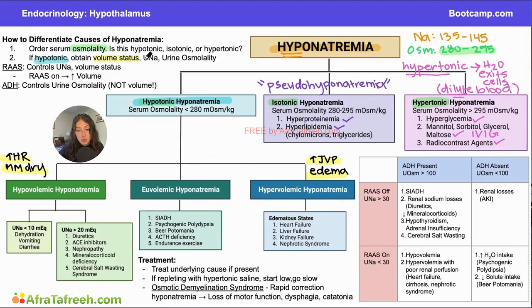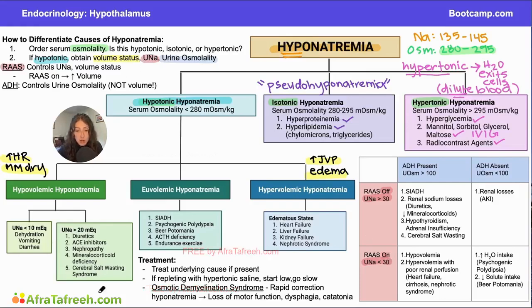The next lab values that we're going to want to order are a urine sodium and a urine osmolality. Now, both of these lab values are basically quasi-measurements of what is happening with your RAAS and ADH systems. So RAAS, your renin-angiotensin-aldosterone system, we're going to measure whether that is on or off by measuring the urine sodium. If your urine sodium is above 30, we are going to say that your RAAS is off. If your urine sodium is low, if it's below 30, then we're going to say that your RAAS is on. So we're using this urine sodium value as a proxy for whether RAAS is on or off.